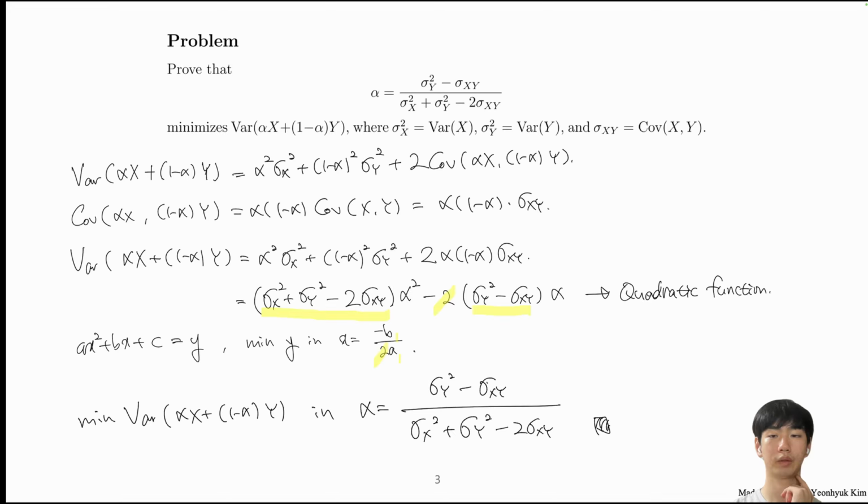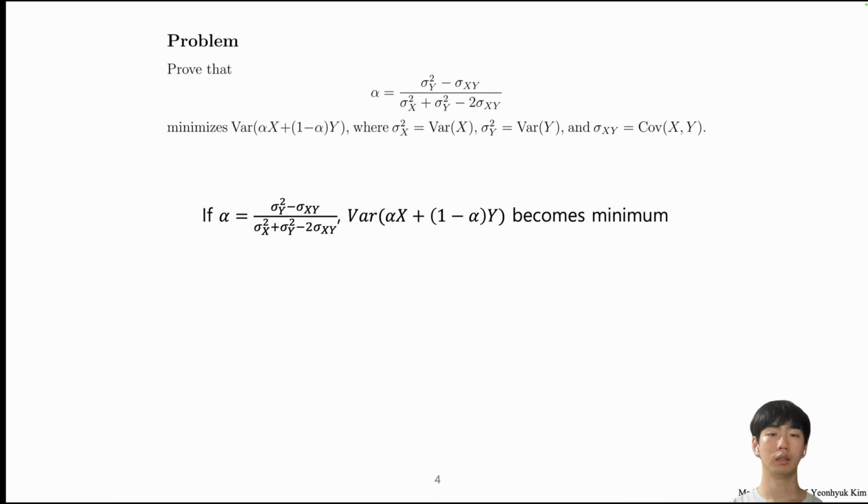So to minimize the variance, alpha has to be the given statement, like this. That is the end of the proof. To minimize the variance of the weighted sum of variables X and Y, we only need the variance of X, the variance of Y, and the covariance of XY. We can find the best alpha that minimizes the variance.